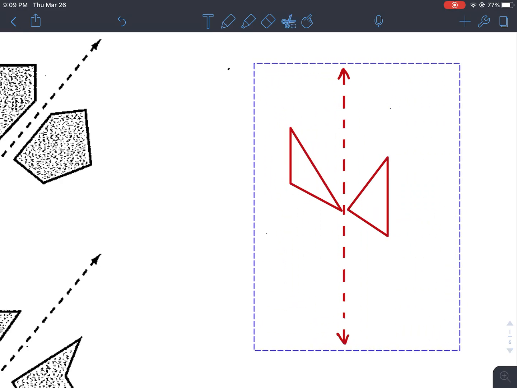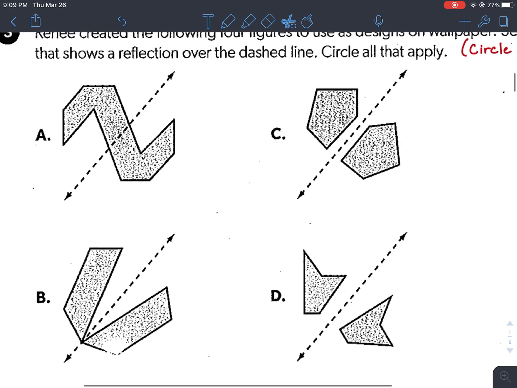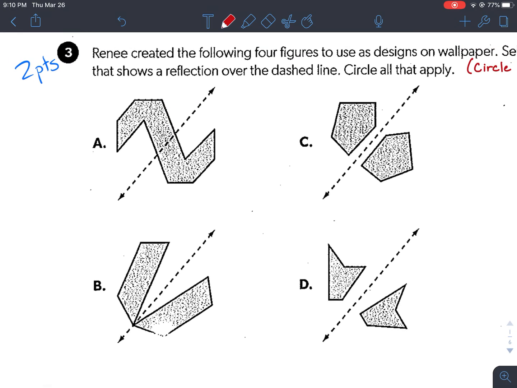All right. That all being said, go ahead and pick your 2 figures that, if you would fold it on the dotted line, they would overlap. Remember, there are only 2. So pick the 2 that, if you folded it, they would overlap one another. So whatever angle it's going in, it's got to go out at the same angle. So go ahead and pick 2 for problem number 3.